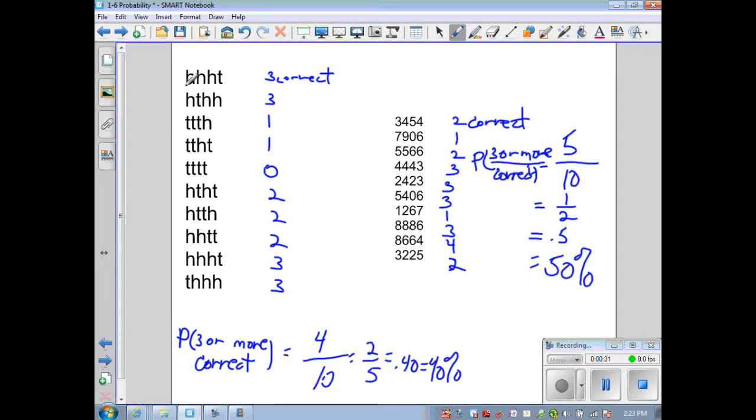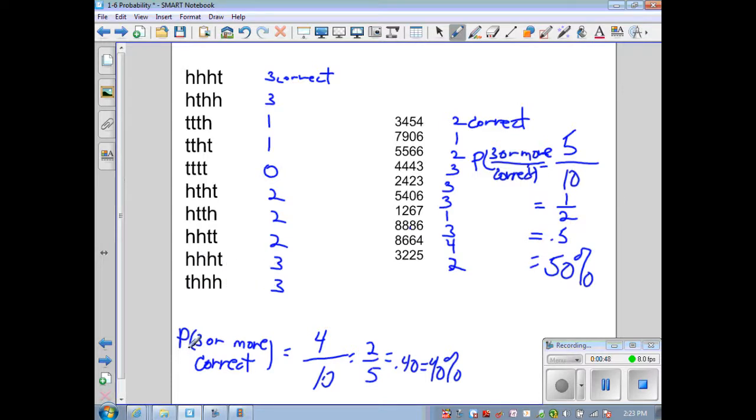So in this situation, I got 3 heads, which would give me 3 correct answers. Here, again, 3 correct answers. 1 correct answer. 1 correct answer. None. 2 correct. 2 correct. 2 correct. And 3 correct answers. And another 3 correct answers.